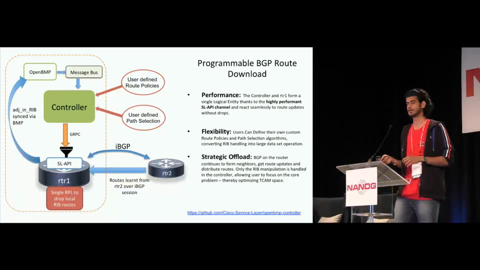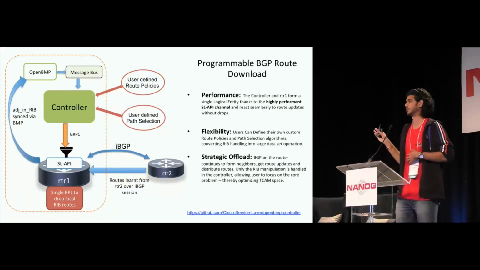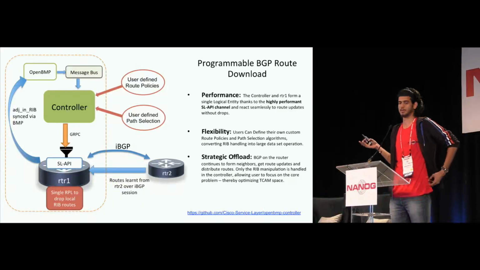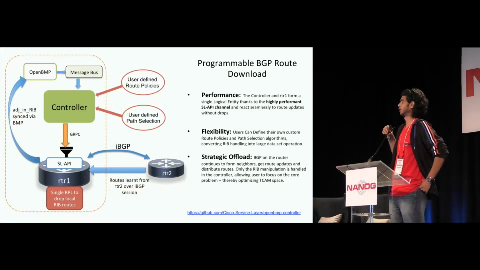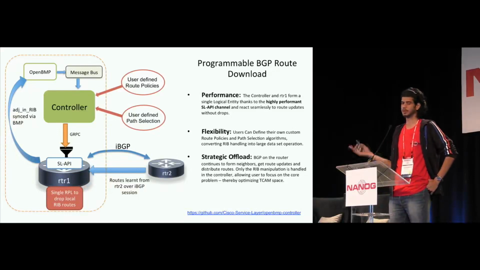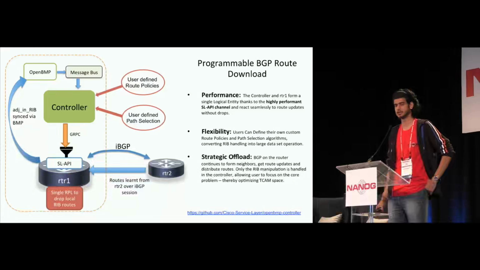So it depends on your use cases. I wouldn't recommend running this in production for any of the typical path convergence requirements. But specifically, if you're looking at selective route downloads and your own utilities around path selection and route policies, you would want to be able to work with something like this.